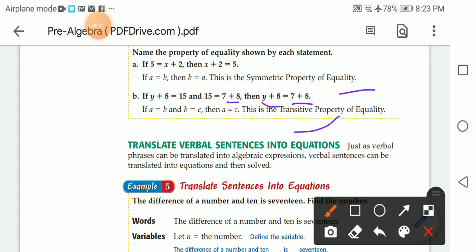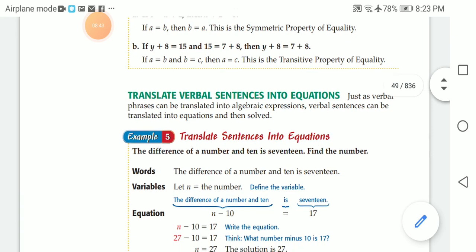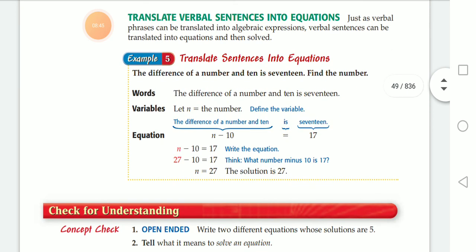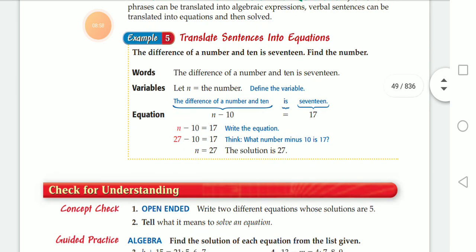It's very easy. Translate verbal sentences into equations. Just as verbal phrases can be translated into algebraic expressions, verbal sentences can be translated into equations and then solved. Let's see how. Example 5: translate sentences into equations. The difference of a number and 10 is 17.